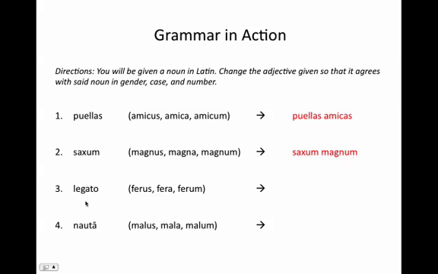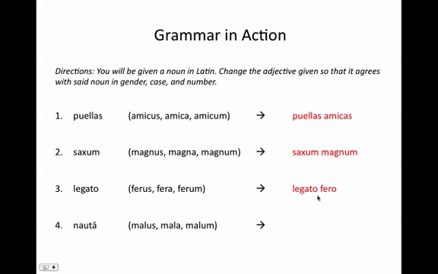Number 3, legato. Same questions. We ask ourselves what gender, case, and number is legato. The noun legatus in Latin is masculine. So we're going to use that first principal part of the adjective. We know that O endings are either dative or ablative singular, so we're going to add the dative or ablative singular ending to ferus here. And that gives us legato fero.